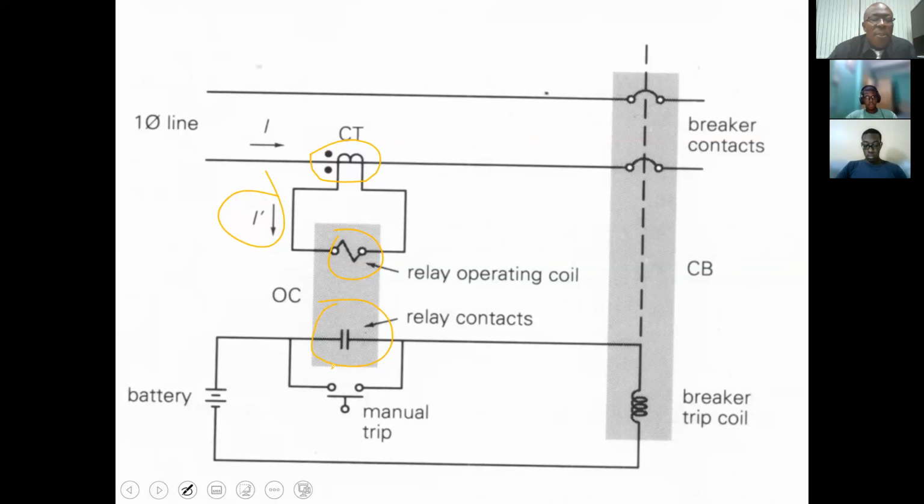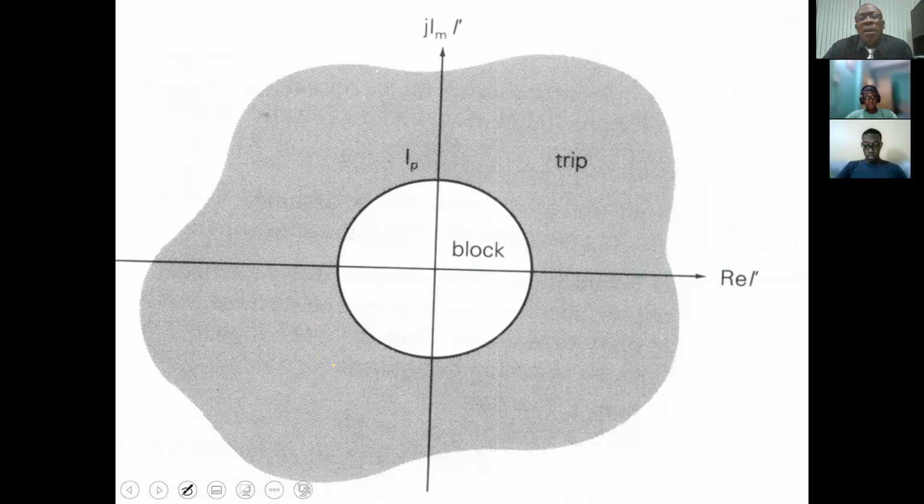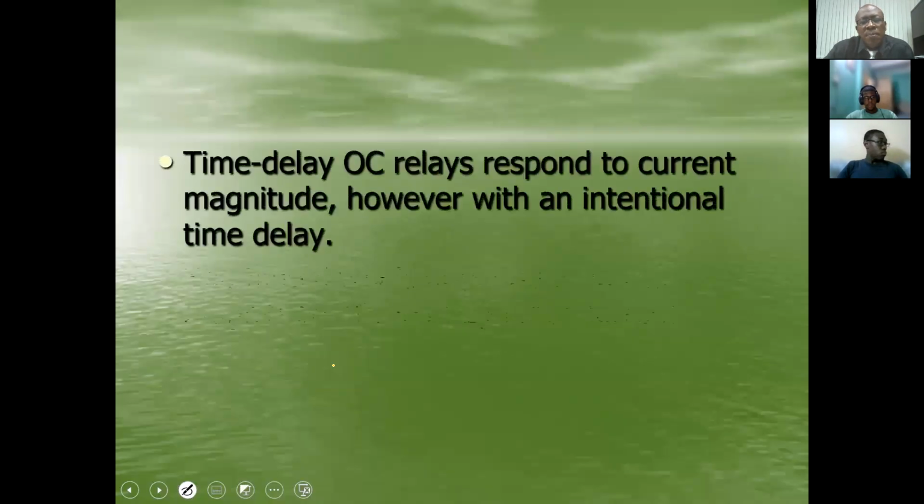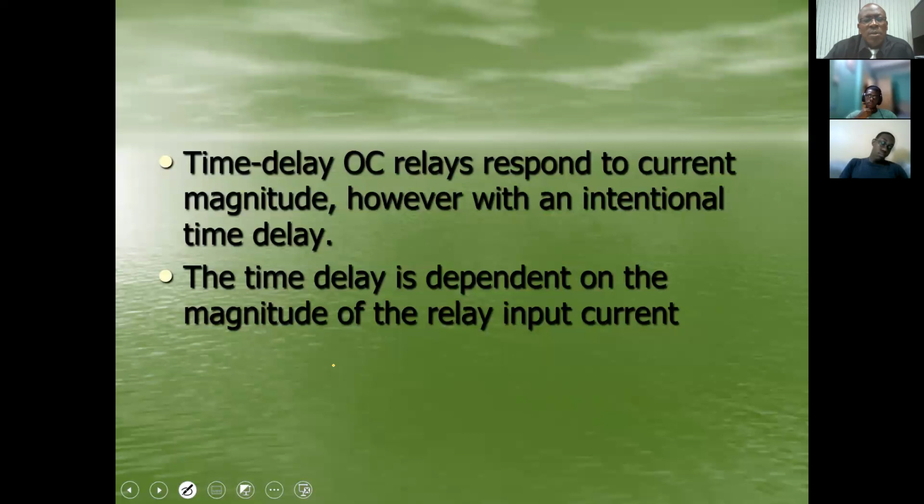Okay. All right. Which is what is shown here. So you have the time delay overcurrent relay, and that's going to respond again to a certain current magnitude. Yes. But then we build in that delay, as I mentioned. And that will be dependent on the magnitude of the relay input current.